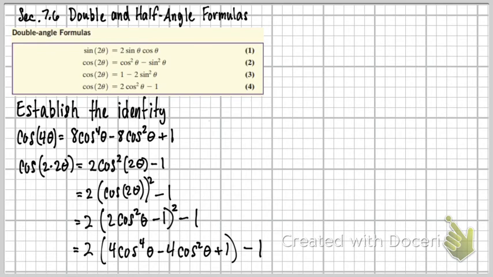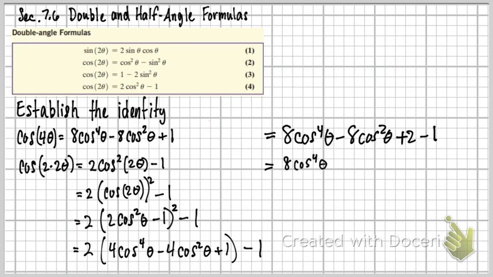So then this here is going to equal 8 cosine 4 theta minus 8 cosine squared theta plus 2 minus 1. And then our final answer is going to be 8 cosine 4 theta minus 8 cosine squared theta plus 1. And if you look at what we're trying to show there, that's the identity. So again, we use the double angle formula to establish an identity. Sometimes we can use these in equations also, and we'll get to that later.